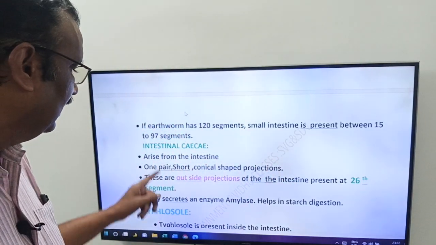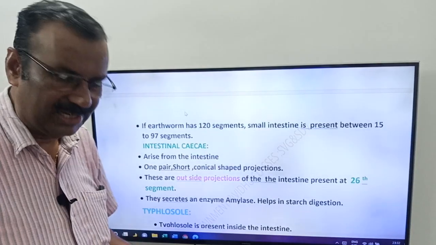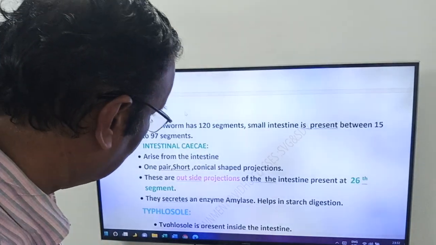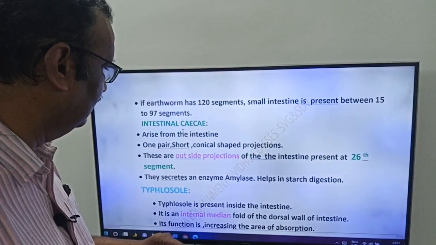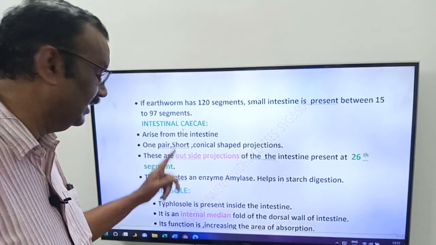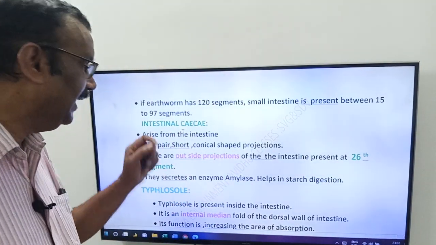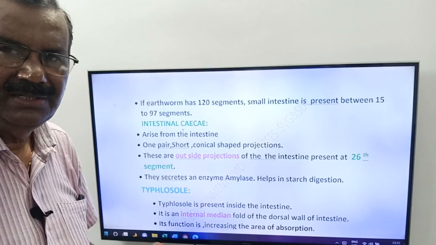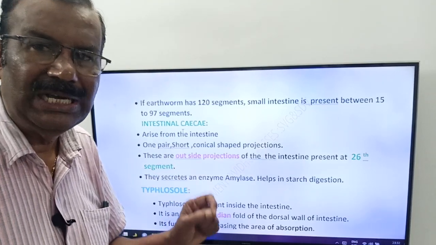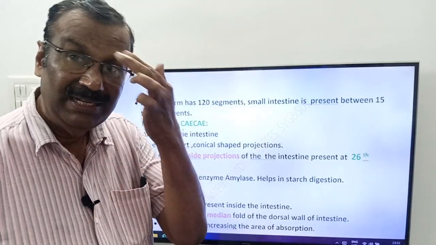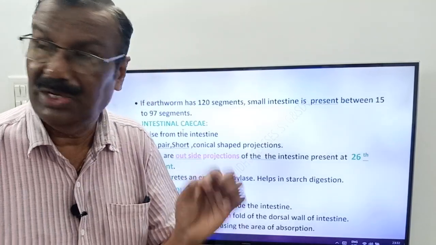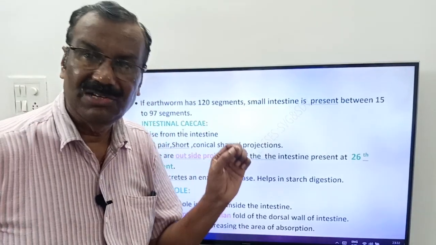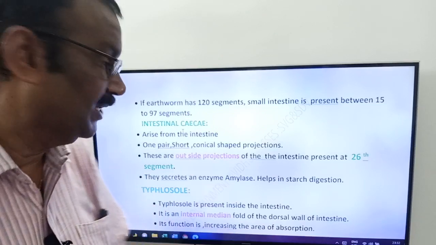Intestinal caeca, they arise from the intestine, friends. How many pairs of intestinal caeca are there, friends? One pair. They are short conical shaped projections. Intestinal caeca are how many pairs, friends? Only one pair. They are short conical shaped projections.